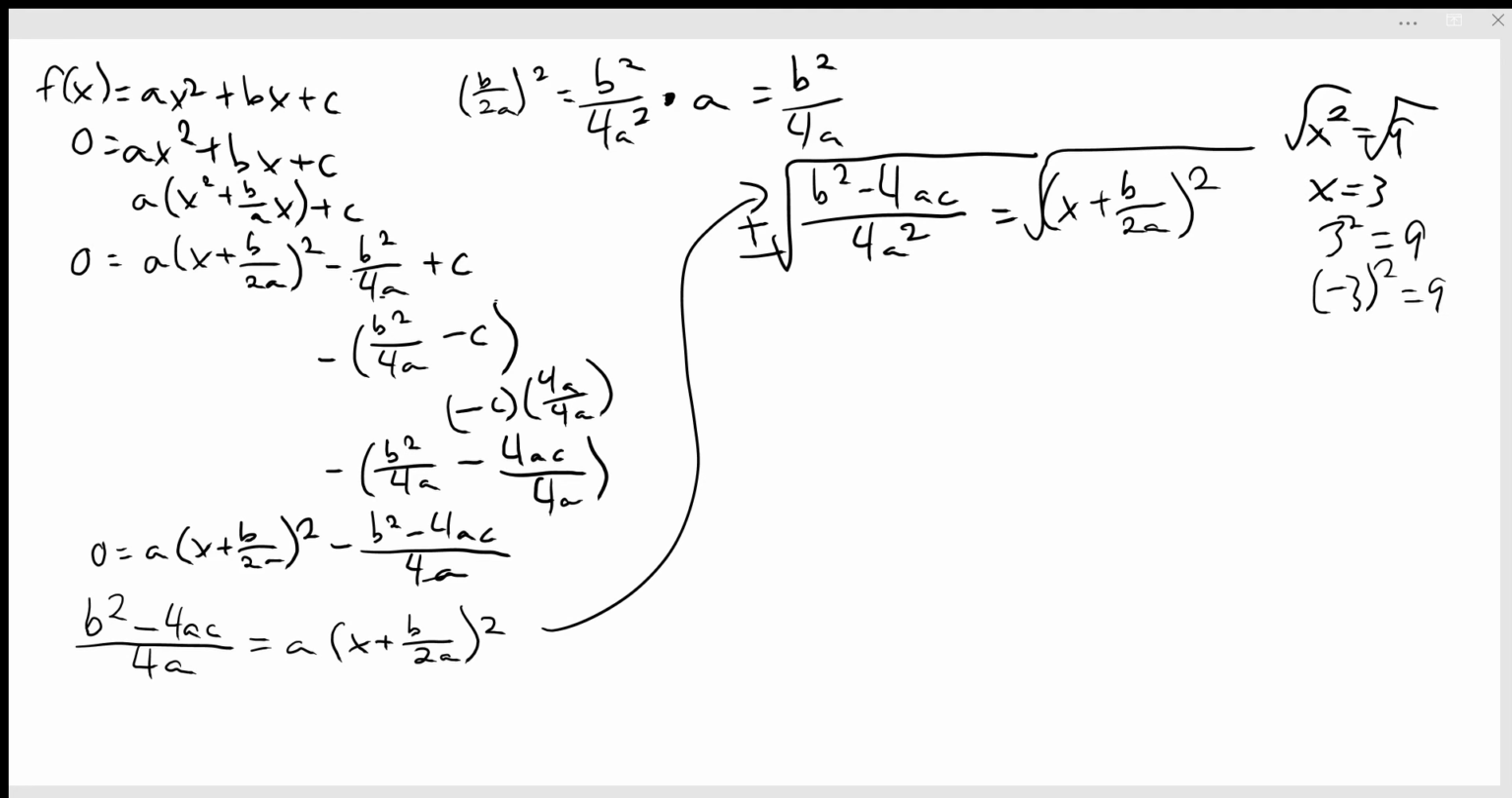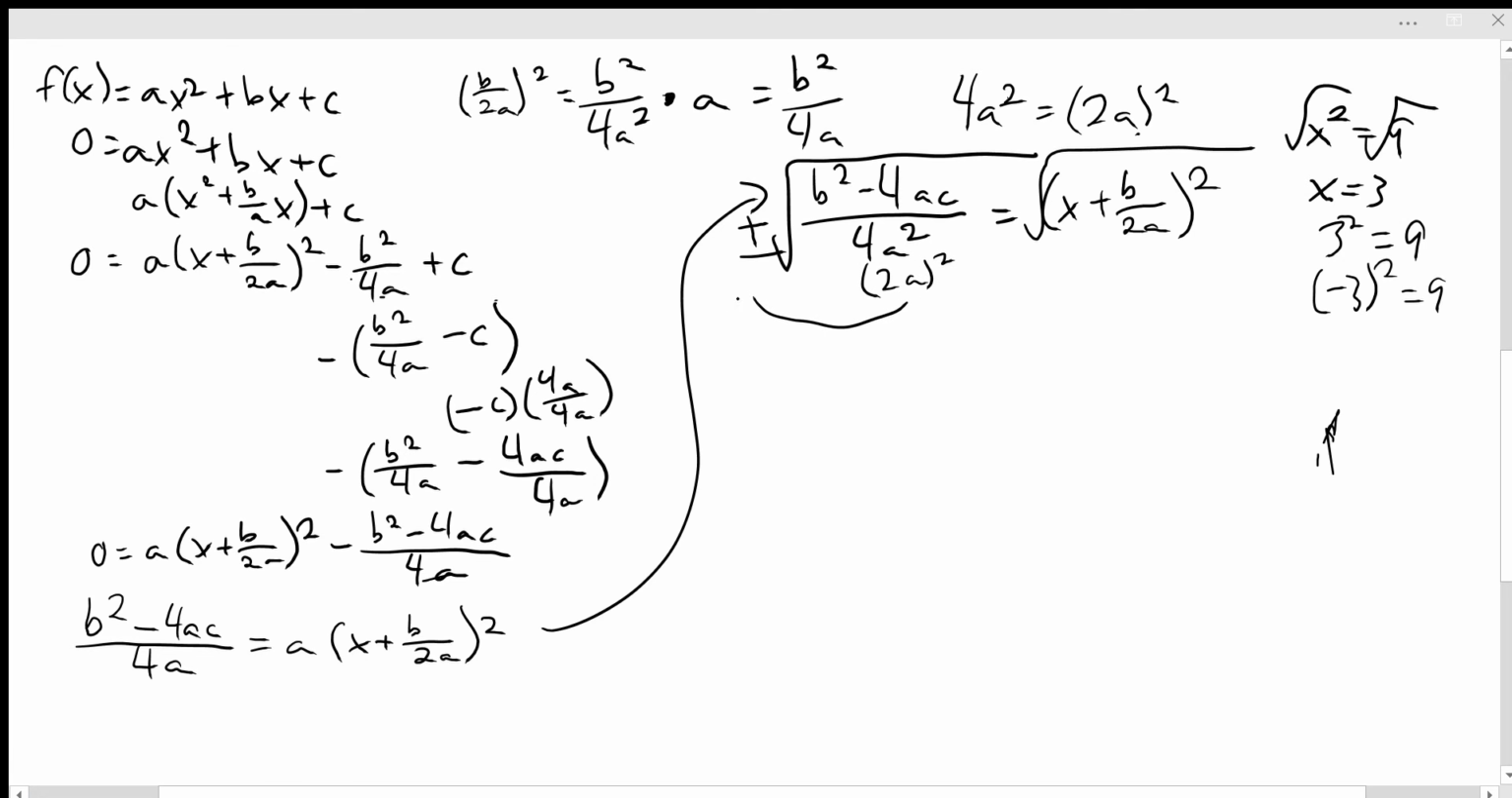And we also know when we take this square root, we have a 4a squared, and that's the same thing as 2a quantity squared. So we can replace this with 2a quantity squared, and take it outside of the radical. So let's see what that looks like. Well, positive or negative square root of b squared minus 4ac all over 2a equals x plus b over 2a.